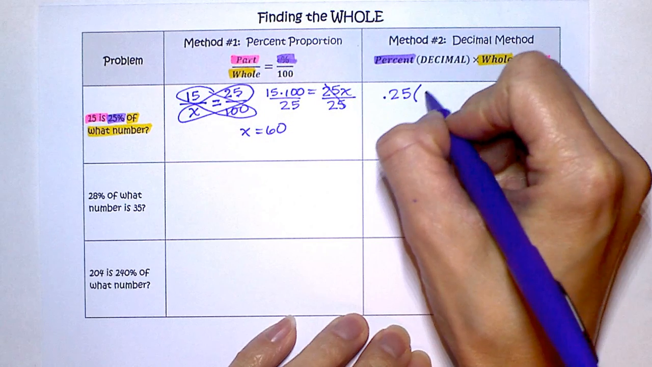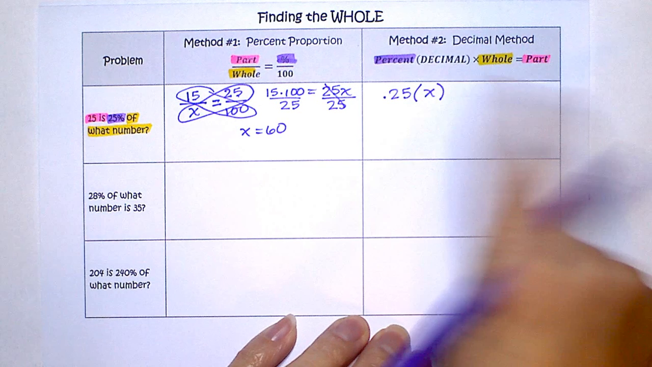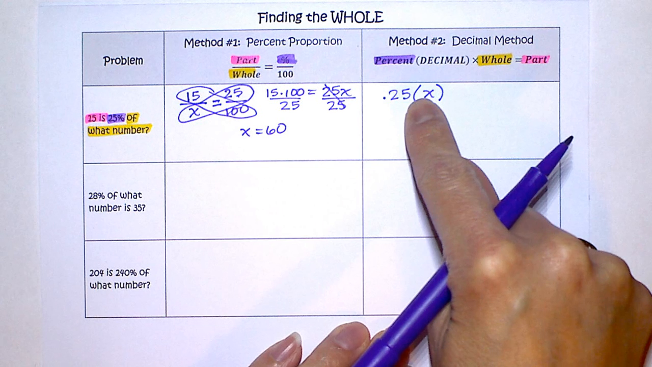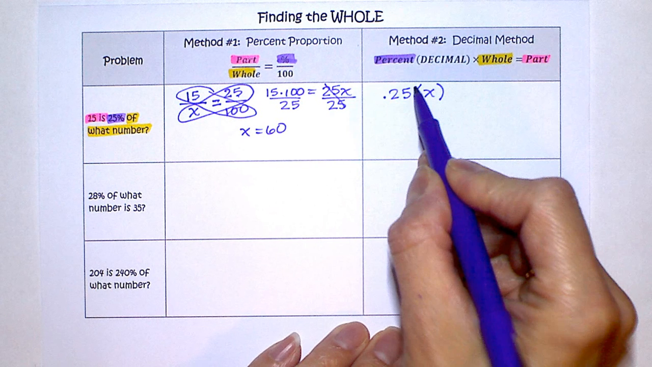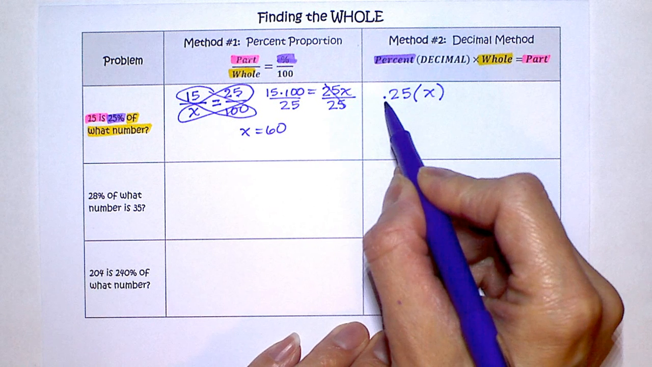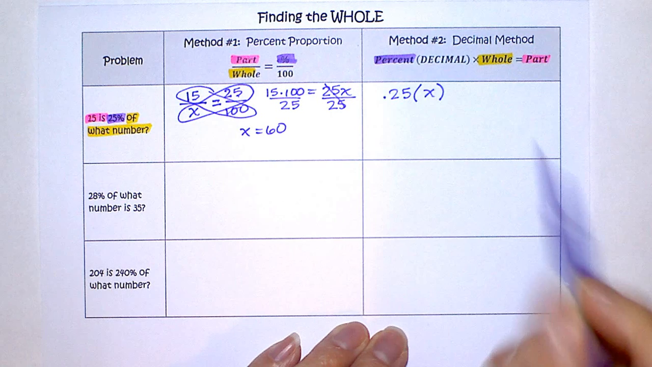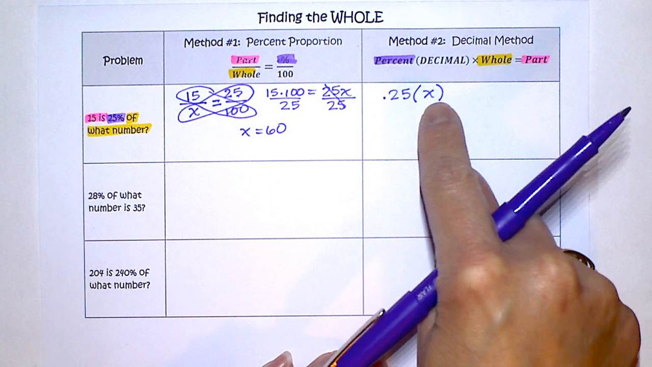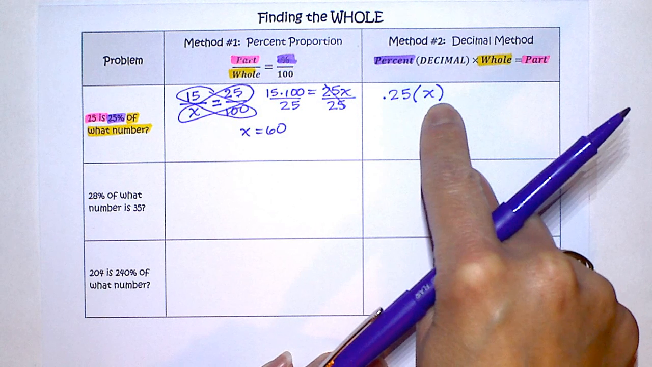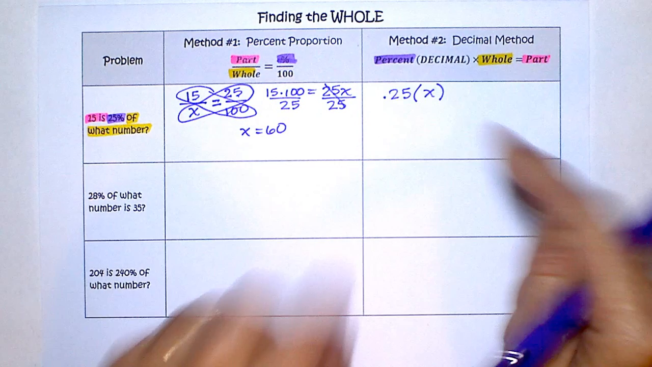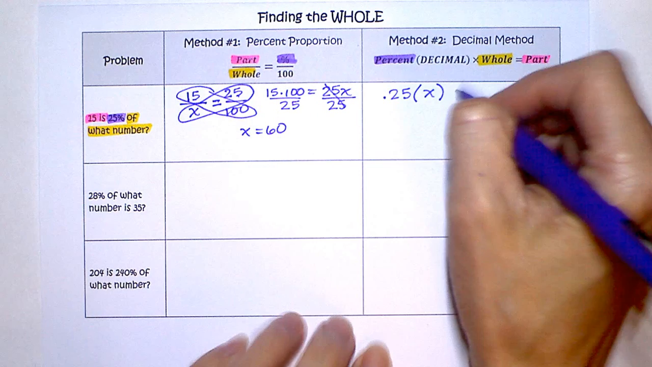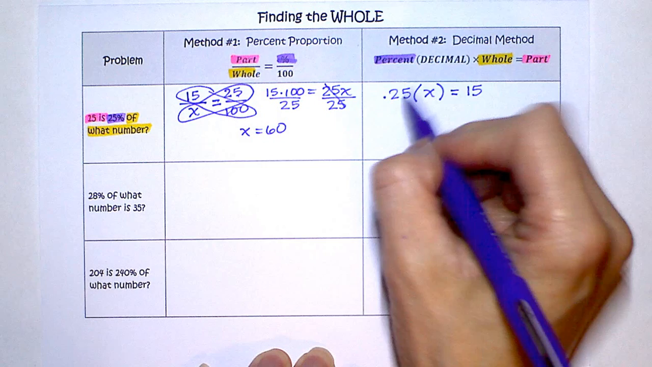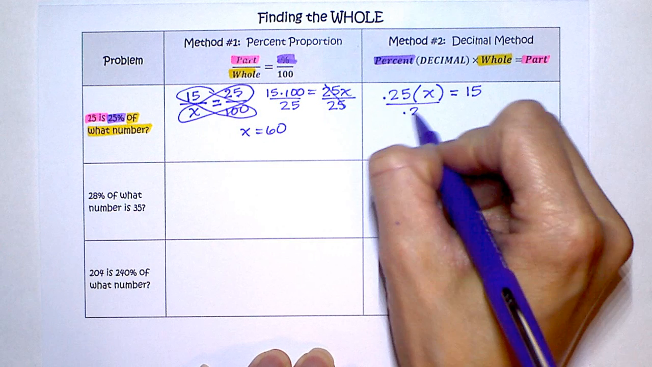times the whole. Now you could use a dot to represent multiplication, but I'm going to try to avoid using the dot because I have a decimal point here and I don't want you to get confused, and I'm not going to use the x for multiplication because x is my variable. So in that case, we're going to use parentheses to represent the multiplication. So this is the percent times the whole equals the part, and the part is 15. So this time we're dividing by 0.25.